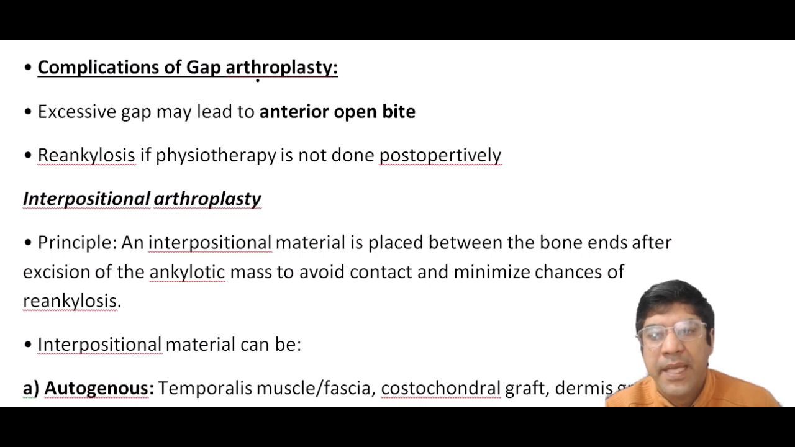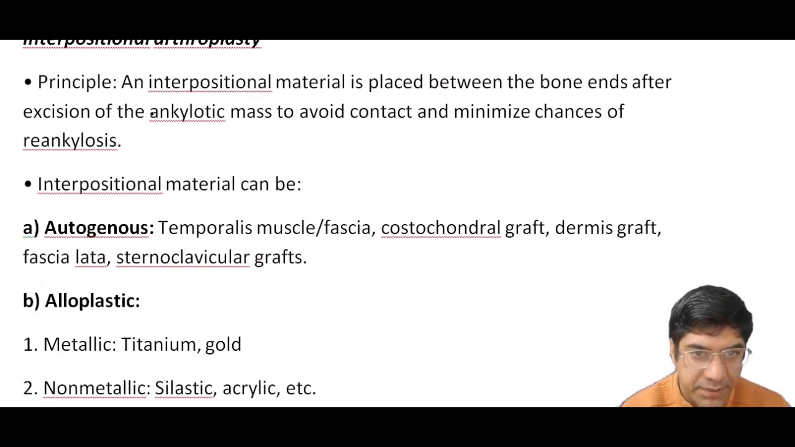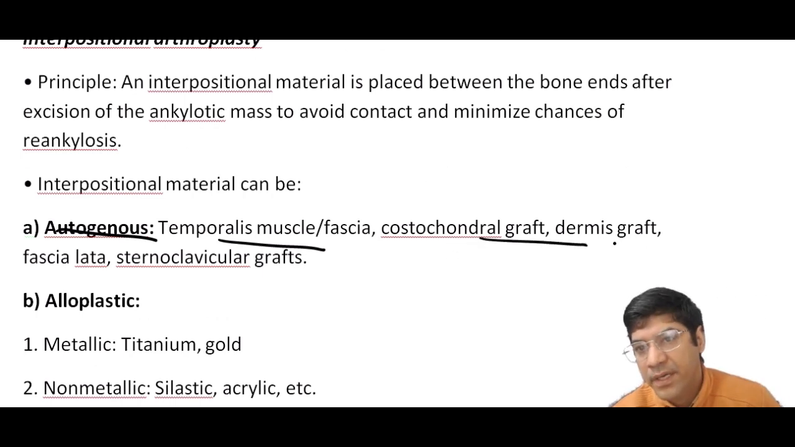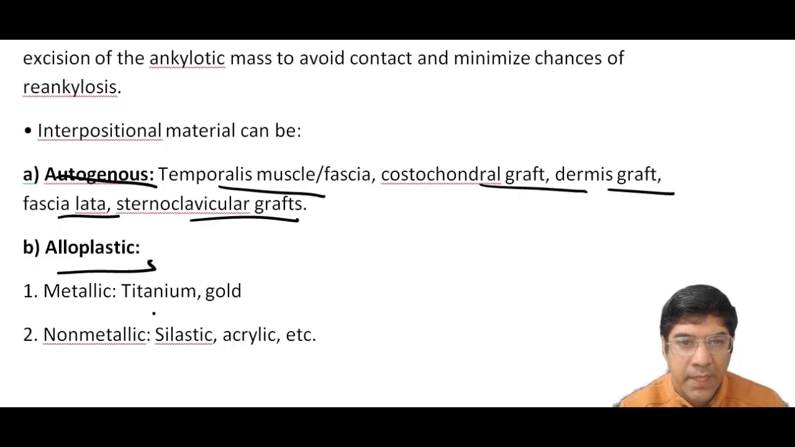Now what are these barriers? They can be either made from the patient's own body, that is autogenous, or synthetic material, that is alloplastic. Apart from that, it helps to maintain the proper vertical height of the ramus. So various interpositional materials can be autogenous, that includes temporalis muscle fascia, costochondral graft, dermis graft, fascial sternoclavicular grafts. The alloplastic material can be either metallic or non-metallic. Metallic is titanium, gold, and non-metallic is made up of silastic, acrylic.